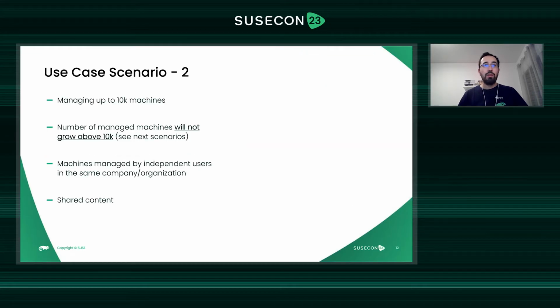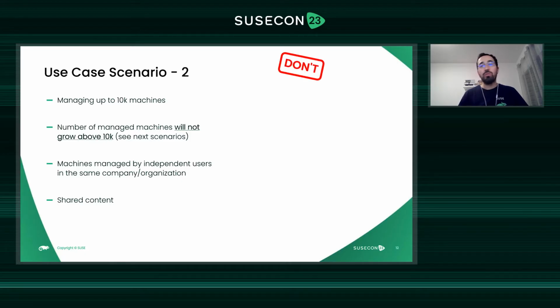The second scenario is if you want to manage up to 10,000 machines, and we know that the number of machines you want to manage will not grow in the future. So we are not expecting to have more than 10,000 machines in this environment, because if you are expecting more than this number, then we should look at the next scenarios and prepare for this expected growth. In this scenario, we are expecting that some machines can be managed independently inside the same company, so different groups of users managing different groups of machines. But we still want to share some content between these groups of machines.